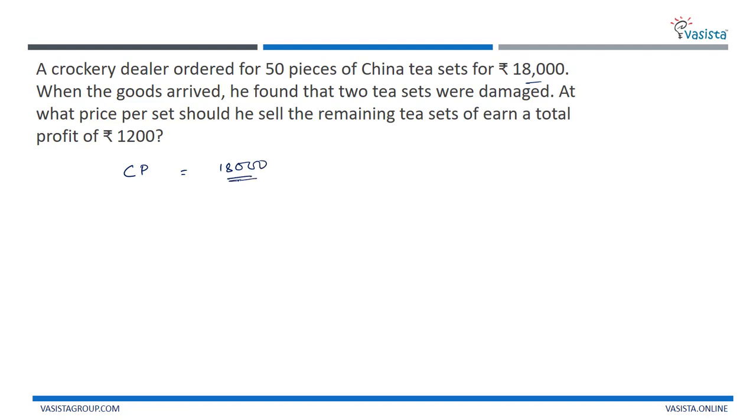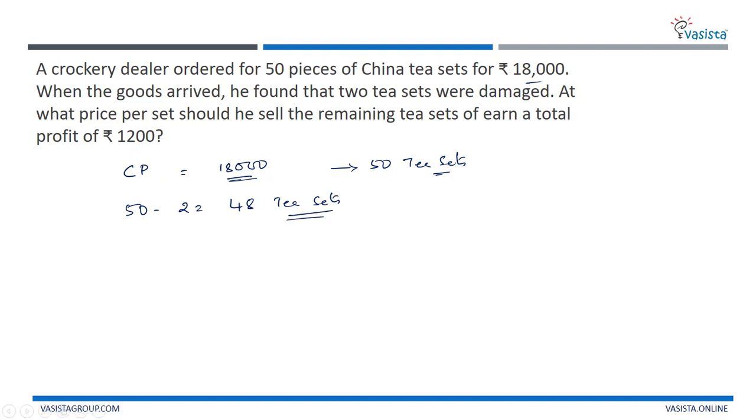How many pieces? When the goods arrived, he found that two tea sets were damaged. So that is 18,000 for 50 tea sets. Now what happened? After the goods arrived, he found that two tea sets were damaged. That is 50 minus 2 is equal to 48 tea sets with him now.